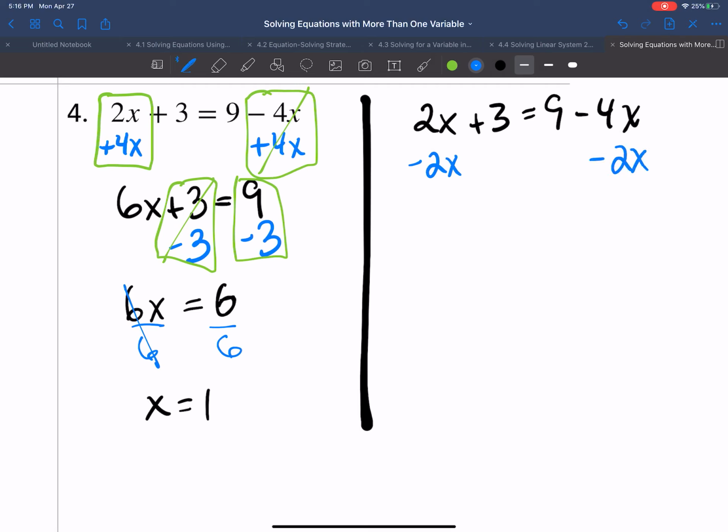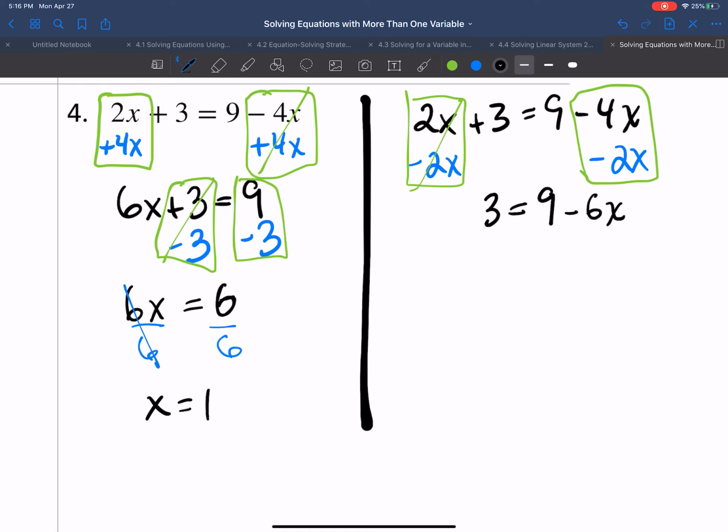And you notice I'm lining it up with the like terms. So negative 2x and 2x makes 0. I'm left with just positive 3. Didn't do anything with the 9. And negative 4x minus 2x makes negative 6x.